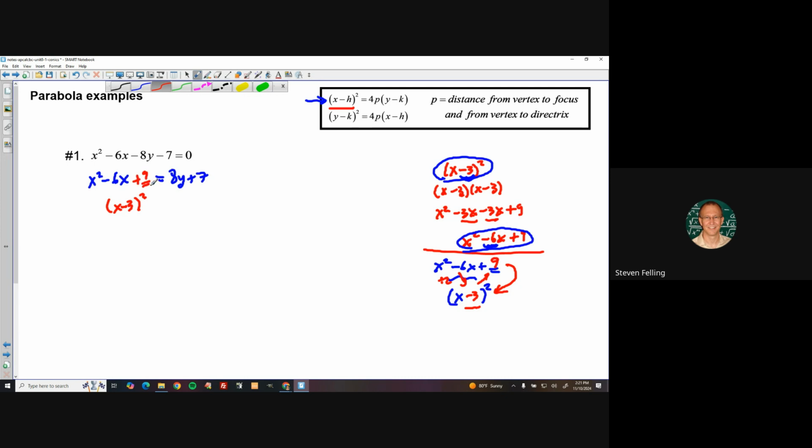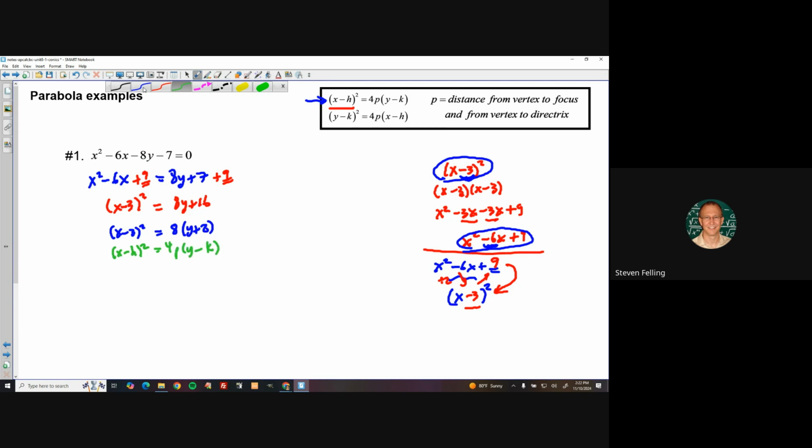I like to double underline it because I added that to the left side, which means to keep this equal, I have to add a 9 to the other side to balance it, which means now I have a new number out here. This is 8y plus 16. All right, so now at this stage, I've got x minus 3 squared on the left equals 8y plus 16. I'm going to factor out that leading 8 to leave y plus 2 there. And now this is exactly in the form x minus h squared equals 4p times y minus k.